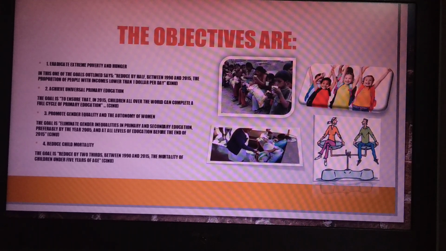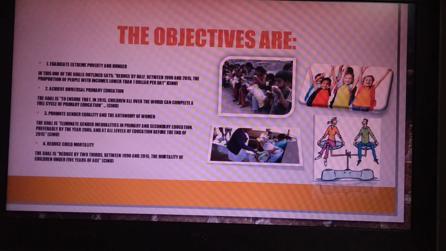The objectives are: 1. Eradicate extreme poverty and hunger. One of the goals outlined is to reduce by half, between 1999 and 2015, the proportion of people with incomes lower than $1 per day. 2. Achieve universal primary education. The goal is to ensure that in 2015, children all over the world can complete a full cycle of primary education. 3. Promote gender equality and the autonomy of women.